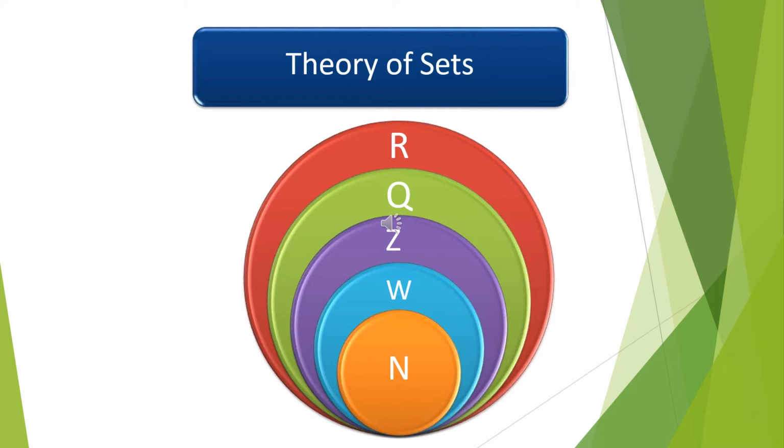Students, we are having the idea of the subsets. Now by this slide, we will see how the natural numbers are a subset of whole numbers, and whole numbers are a subset of integers, positive integers, and the integers are a subset of rational numbers, and rational numbers are a subset of real numbers. It means real numbers are a superset of all kinds of numbers.